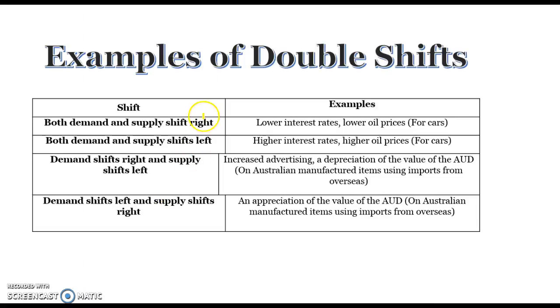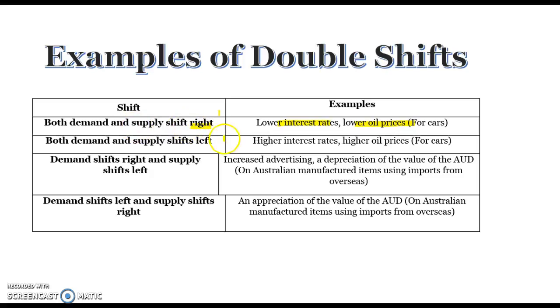So to sum up, first of all, some examples of double shifts. Both demand and supply shifting to the right might be caused by lower interest rates or lower oil prices for cars. Lower oil prices will increase the demand for cars because it'll be cheaper to run your car once you get it, but it'll also lead to lower production costs for firms. So that might shift both curves to the right.